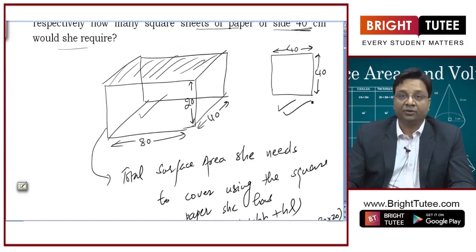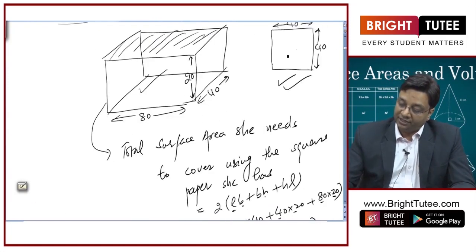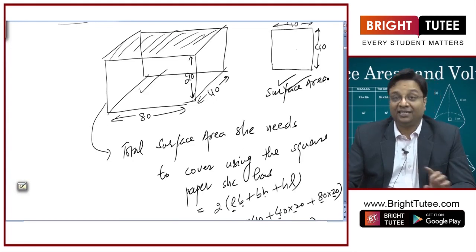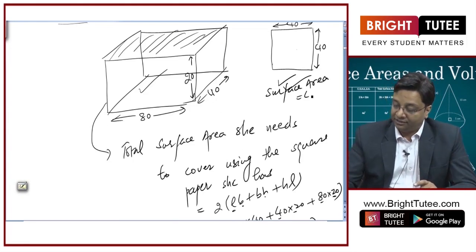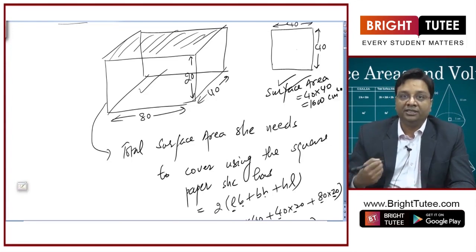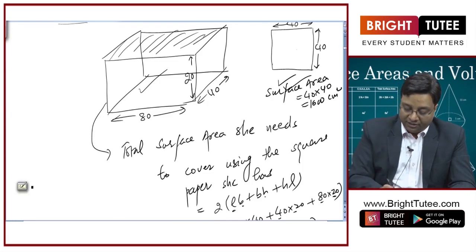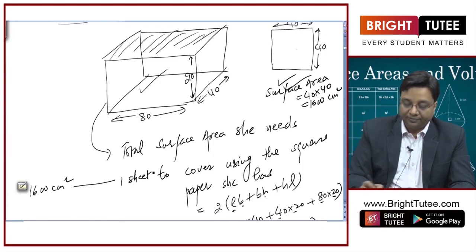these sheets of 40 into 40 dimension. So, what is the surface area of one sheet? Surface area that can be covered by one sheet is 40 into 40, that is 1600 centimeter square. So, how many sheets will be required? To cover 1600 centimeter square, she will require one sheet, right.